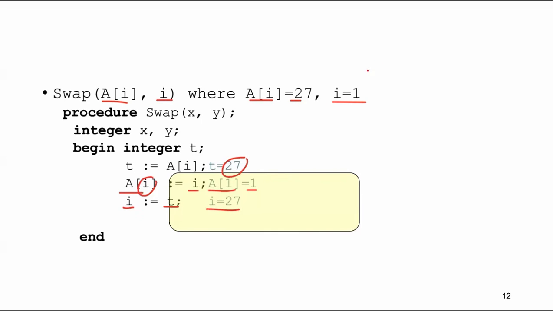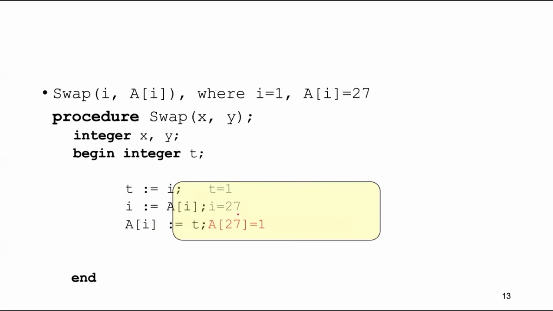Now, keep in mind again that I was 1 here, so we're accessing A of 1 here. Very good, and the I did not change so far. The t is the one that equals 27, so A of 1 is the one being assigned 1. Everything is good. I is equal to 27. Now, this is a swapping. Swapping should work the other way around as well.